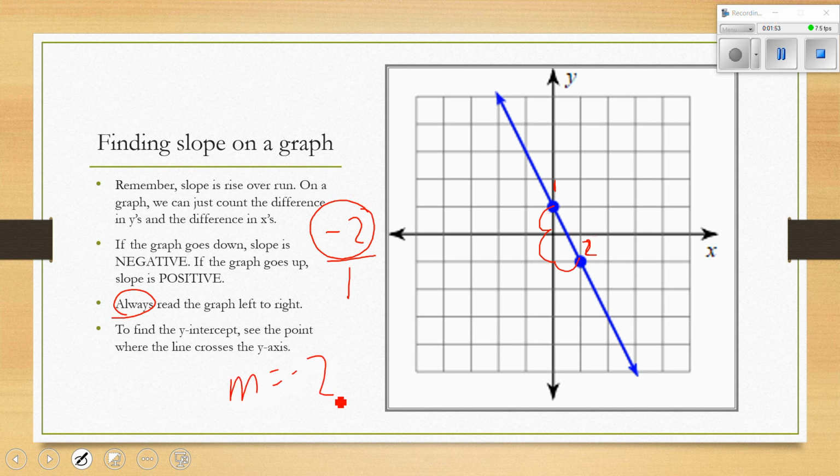If we had to find the y-intercept, we just look at the point where the line crosses the y-axis. So remember, right here is your y-axis. That was a terribly drawn line. So I crossed the y-axis right here, which is at the point 0, 1.